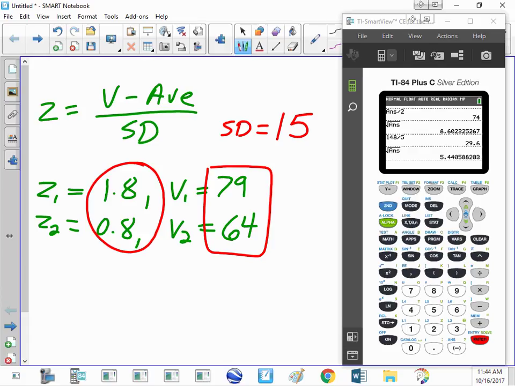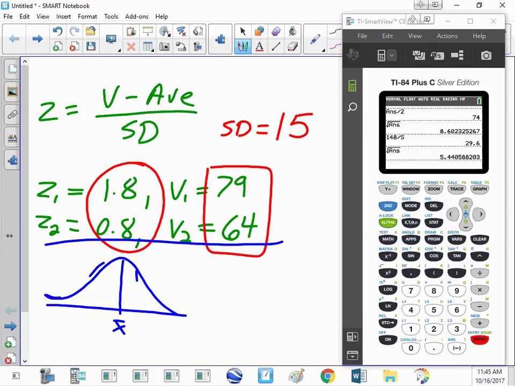We need to find the average. So when I can use either one, let's use this one. It's not 64 minus 15. It's 64 minus 15 times 0.8, right? If I draw my normal curve, here is my x bar, and 64 is right here at z equals 0.8. So I need to come down 80% of the SD.